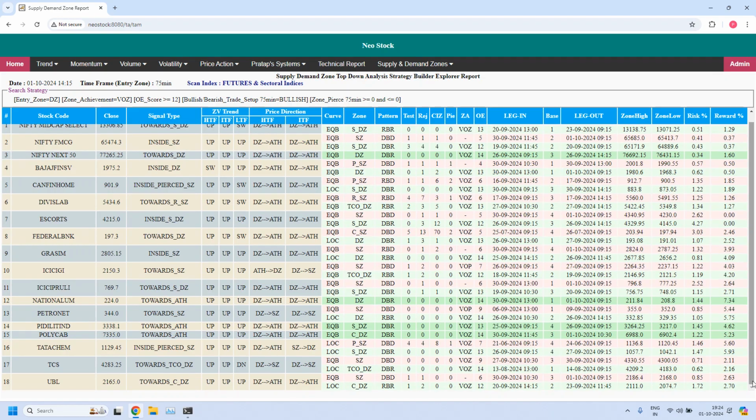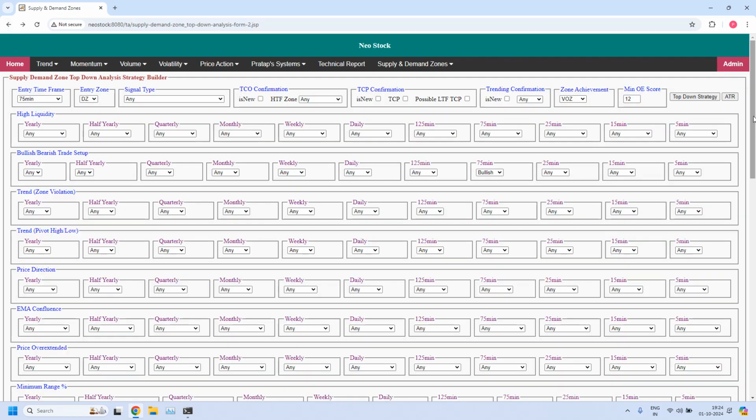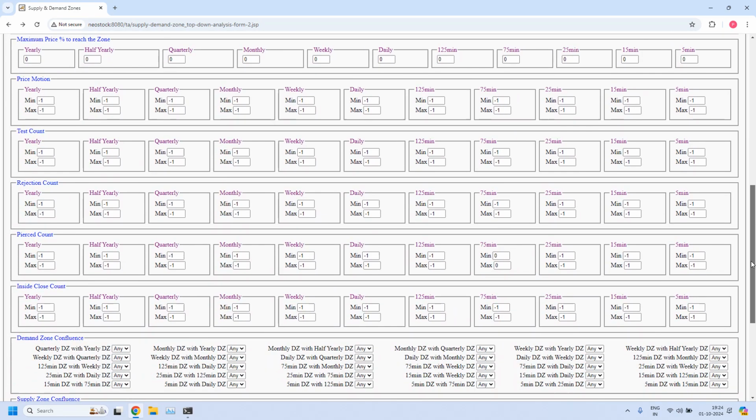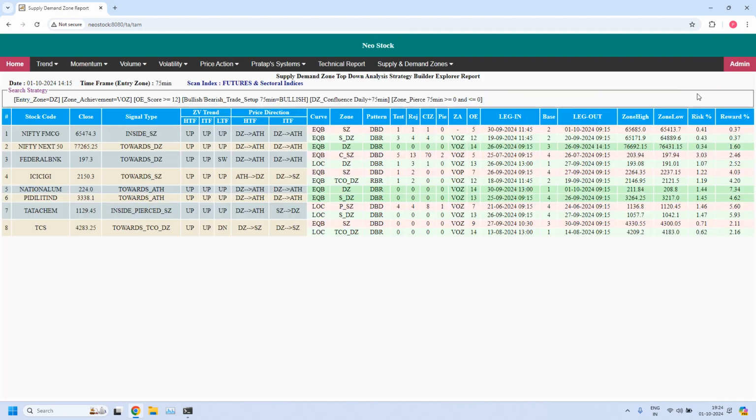Now let's verify out of these 18 how many are having ITF confluence. To improve the probability, let's verify. That means 75 minute zone should be part of the daily zone because the daily is ITF. So in the demand zone confluence, I am enabling the filter 75 minutes demand zone with daily demand zone confluence. Now let's verify. So out of 17, 8 stocks are filtered.